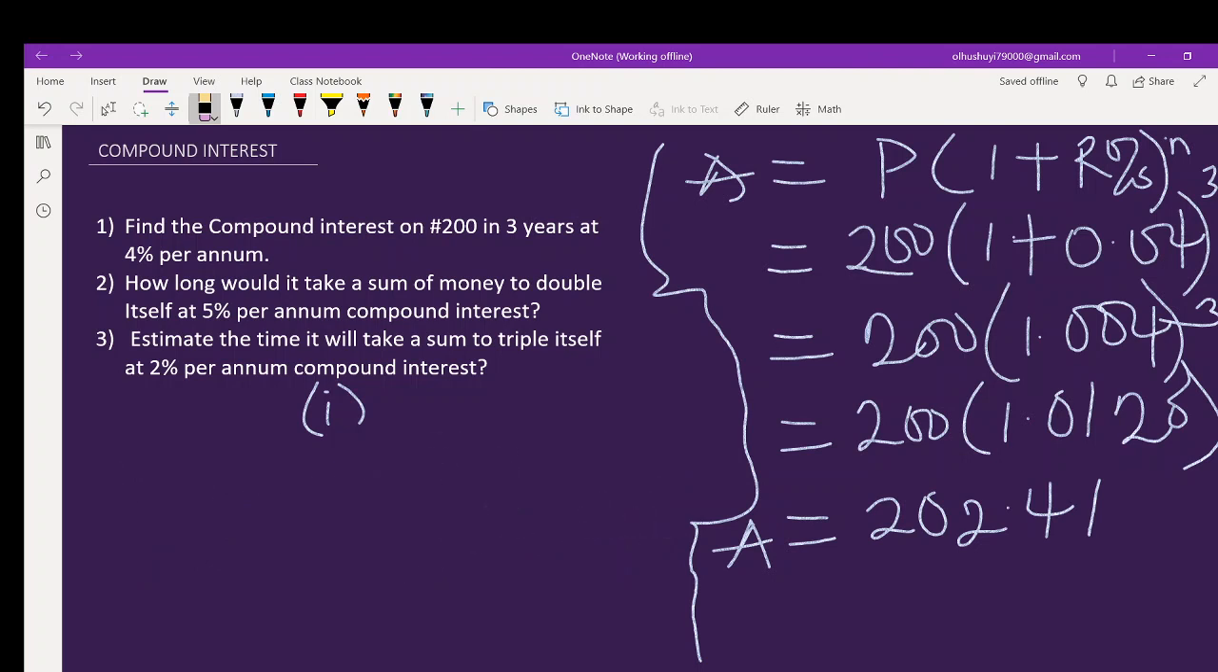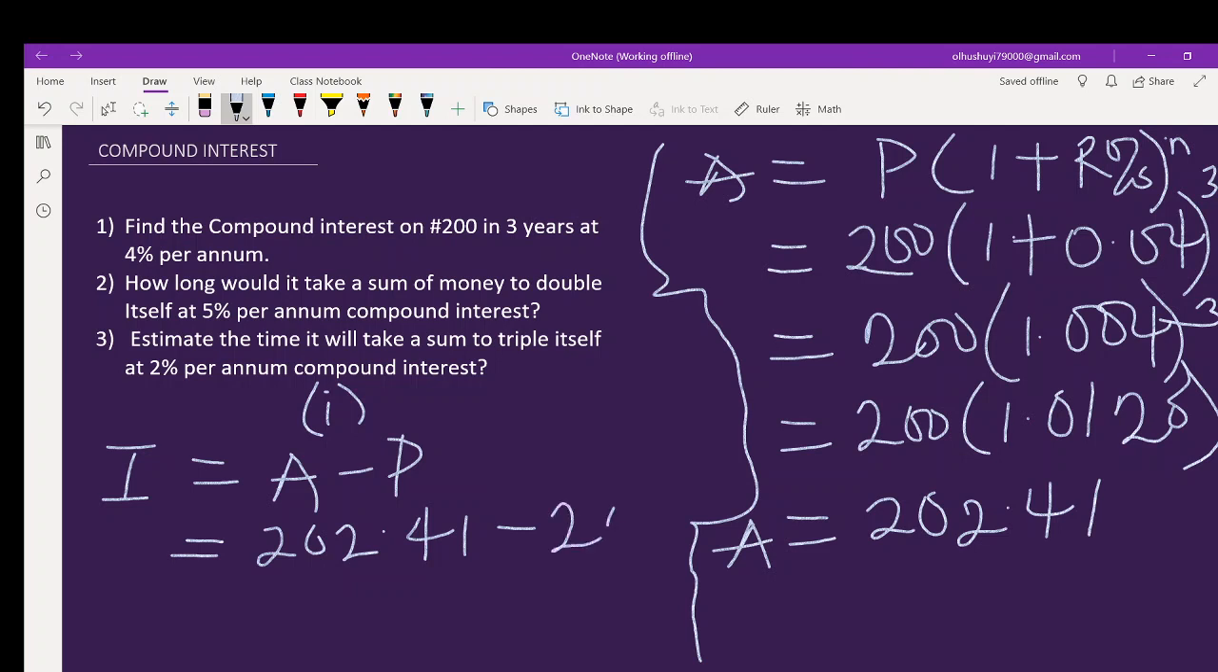Since our amount is 202 naira 41 kobo, it makes it easy for us to calculate the interest. And what is the interest now? Our interest will be equal to what? Since amount is principal plus interest, the interest will be amount minus principal, and that will be 202 naira 41 kobo minus our principal, which is 200 naira.